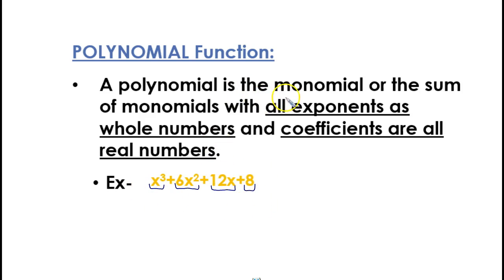A polynomial can be a monomial itself. So if I had x to the third, that's a monomial, and that would be a polynomial just by itself. But if I also have a whole bunch of monomials that are added or subtracted together, then it could still be a polynomial function, okay? Now all of the exponents are whole numbers. We have an exponent of 3, 2, 1, and this is technically an exponent of 0. They're all whole numbers, and the coefficients are all real numbers.